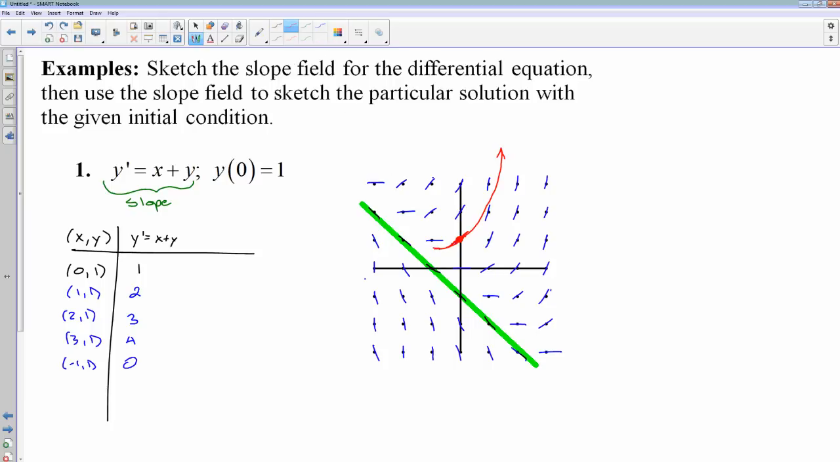And as I carry to the left, I'm going to approach that slope of negative 1. So this is my solution through the ordered pair 0, 1, and I was able to sketch the solution without actually finding the equation of the solution. So there you go, that is how we'll do this. I have one more example of a slope field.